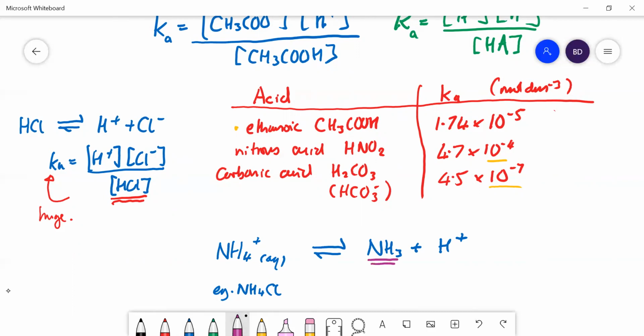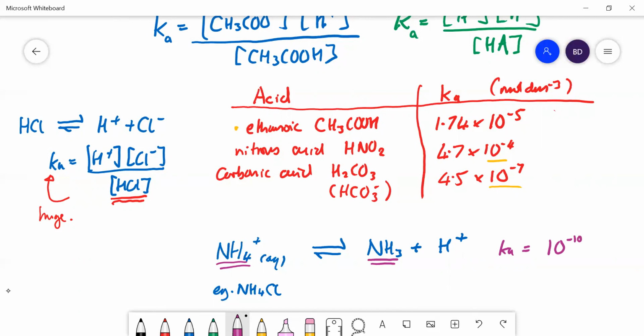So we normally think of NH3 as being a weak base. We don't really think of NH4 plus as being an acid, but of course that's exactly what it is. It's got a Ka value. It's a very weak acid. NH4 plus is a very weak acid. The Ka for NH4 plus is about 10 to the power of minus 10, so it's a whole lot weaker than all the other ones.